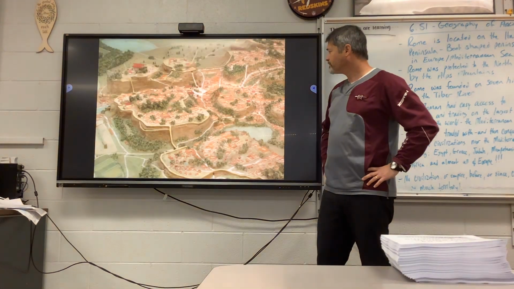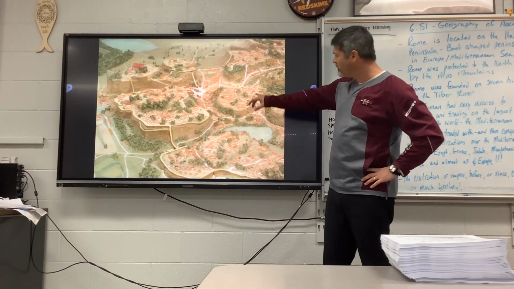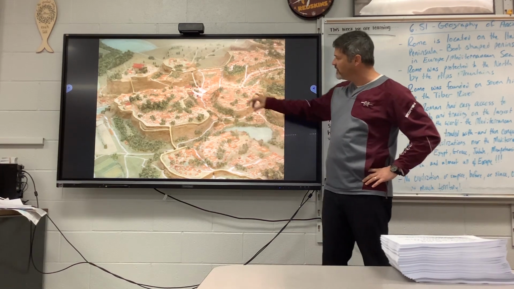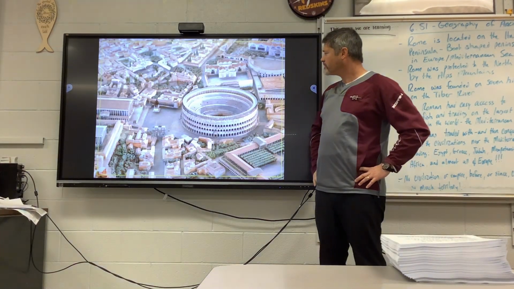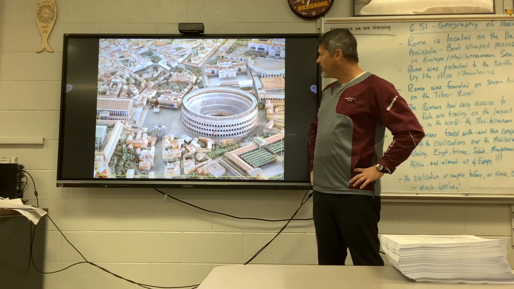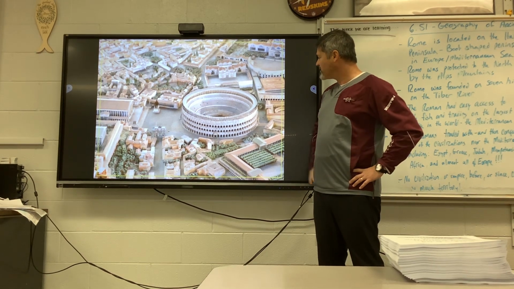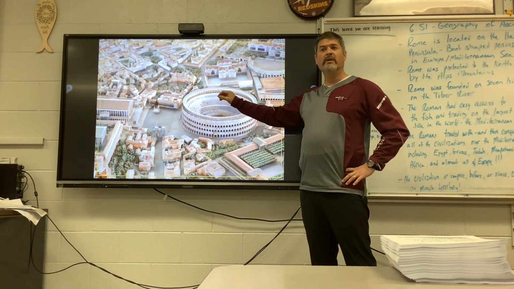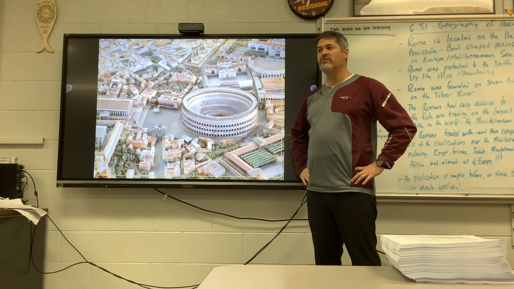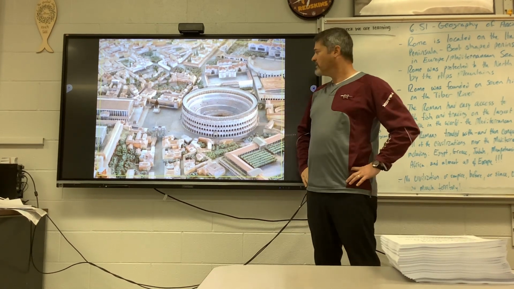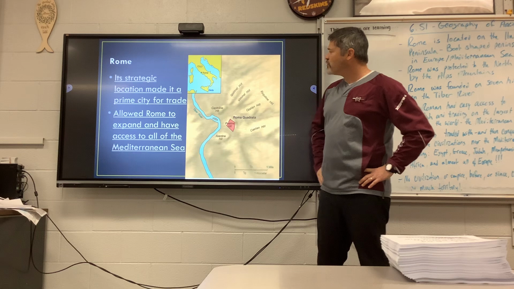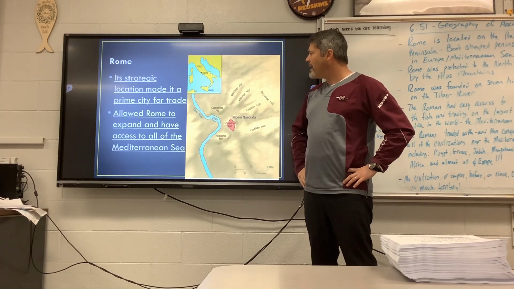Next. So here's kind of ancient Rome built on these seven hills. Next. Here's Rome again later. It becomes something very impressive. We're going to talk way more about the Roman Colosseum, probably one of the most famous structures in the world today. Next. Rome, its strategic location made it a prime city for trade.